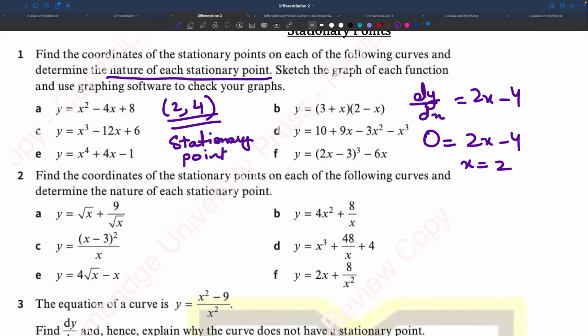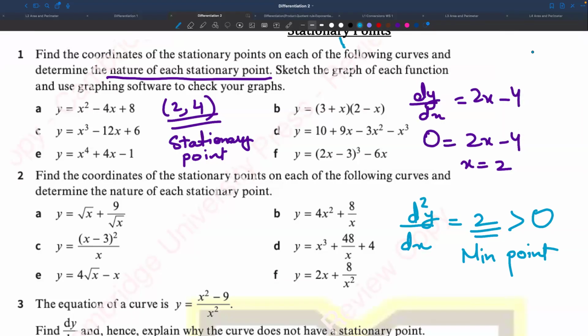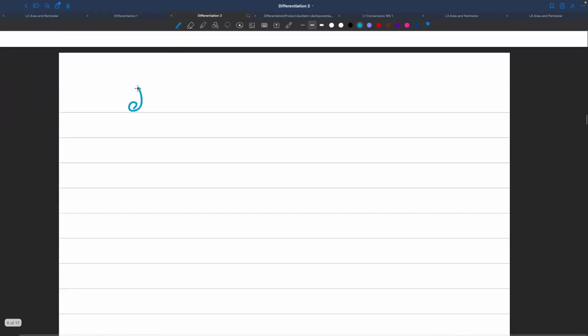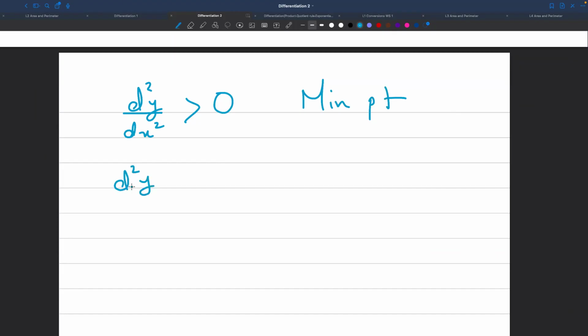When it says determine the nature, that means you have to know whether it was maximum or minimum. What did I tell you 10 minutes earlier? You will differentiate it again. When I differentiate the dy dx again, 2x, this will become 2, right? Because this is positive, this will be a minimum point. I will summarize it over here, and I will summarize it by doing one last question on the board. If your double derivative is greater than 0, it is a minimum point. If your double derivative is less than 0, it's a maximum point.